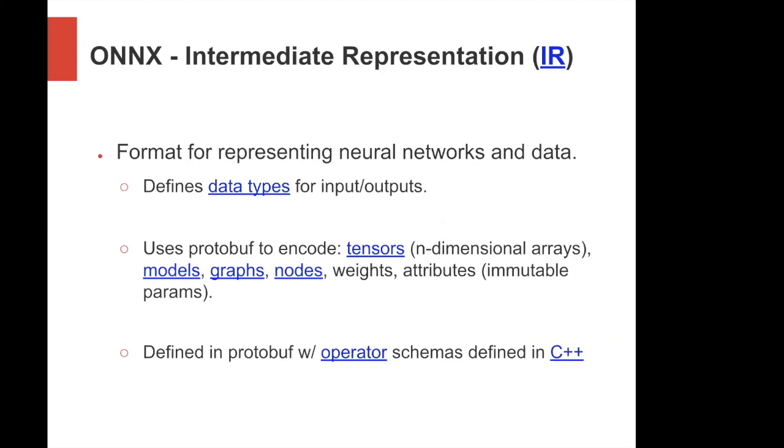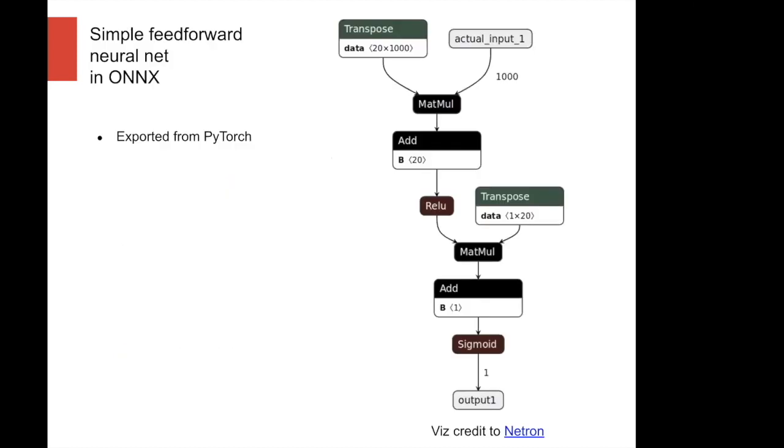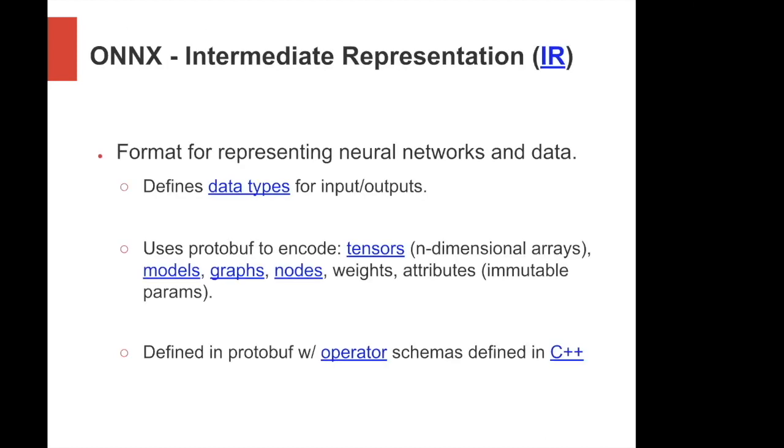And then finally, that's all well and good. We can define a graph, but what do each of the nodes mean and what kind of operations are they going to execute? That's the last thing that we need. That's defined in protobuf, again, with operator schemas defined in C++. And the operators are the kind of operations that can be executed. And there are a whole lot of them. But each node has to execute one of these operations, has to embody an operator.